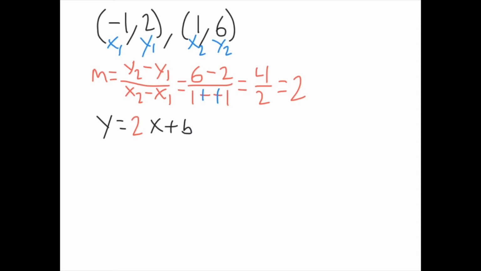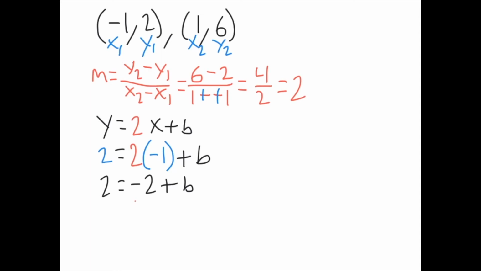So that means x is -1 and y is 2. So we're going to say 2 equals, the slope again is still 2, and then x was -1, so times -1 plus b. So now we do it out. 2 times -1 is -2. So 2 equals -2 plus b.